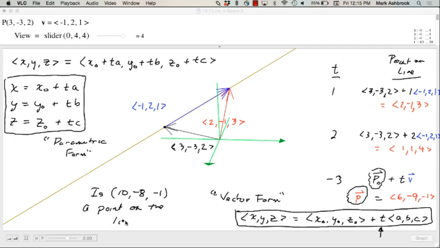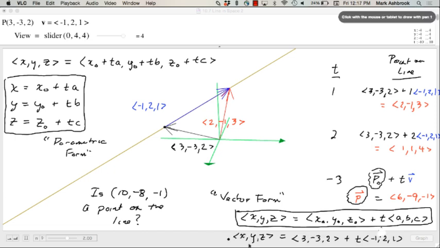And now, how could you figure out, is the point 10, negative 8, negative 1 a point on this line? How can you find out? So why don't you work on that little task, see how you could figure it out. So you've got the line in parametric form, and in vector form. So write it both ways, and then think about, if I gave you a point and I said, is that point on the line or not? What would you do to figure that out? 10, negative 8, negative 1.